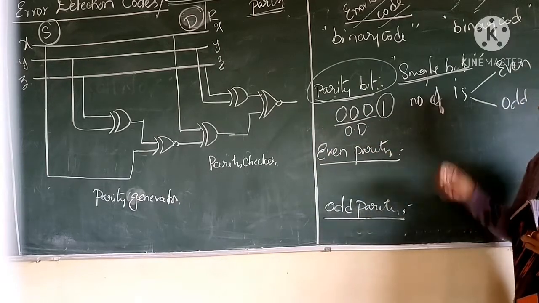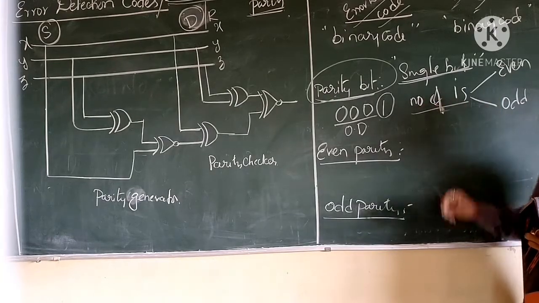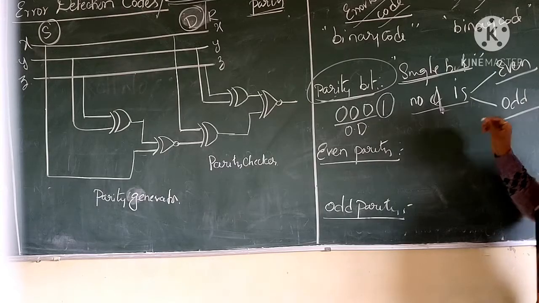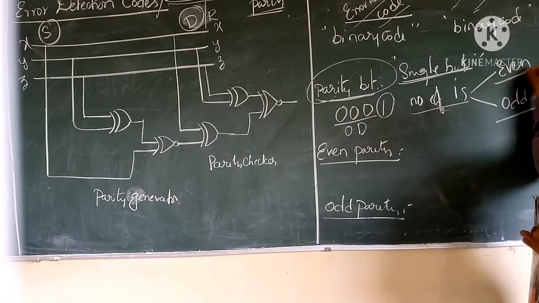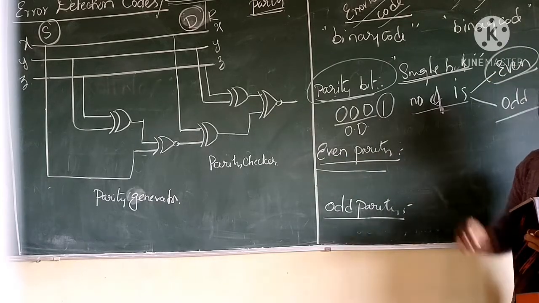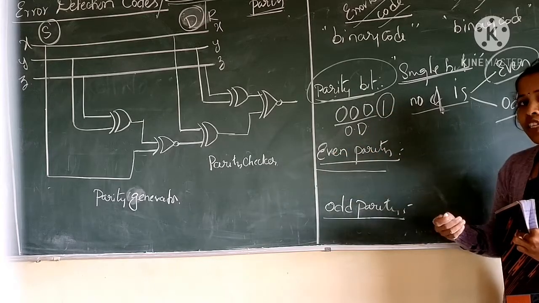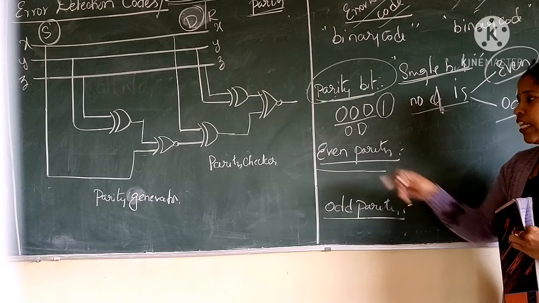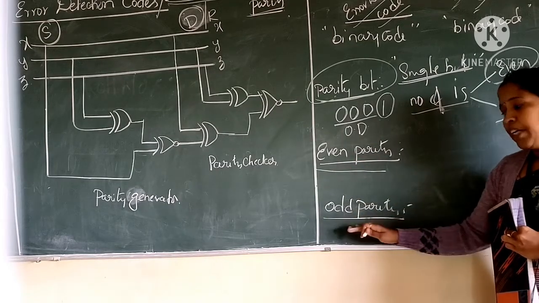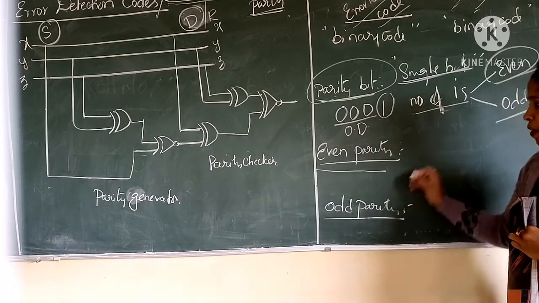In order to make the total number of binary ones either even or odd, right? So if the total number of ones is even, then it indicates what here? Even parity, right? By adding a parity bit to the original data, if the total number of ones becomes an even number, then it supports even parity. If the total number of ones becomes an odd number, then it supports odd parity. So I can give an example here.